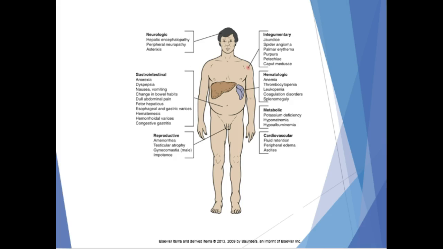Hematologic, you'll see anemia, thrombocytopenia, leukopenia, coagulation disorders, splenomegaly. Under metabolic, hypokalemia, hyponatremia, hypobilirubinemia. Cardiovascular: fluid retention, peripheral edema, and ascites.